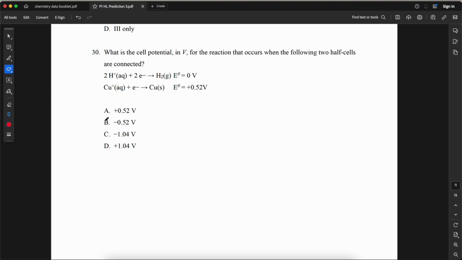What is the cell potential in volt for the reaction that occurs when the following two half cells are connected? So E cell would be reduction minus oxidation. The +0.52 has a greater tendency to be reduced. So that would be +0.52 volt minus 0, which is +0.52 volt.